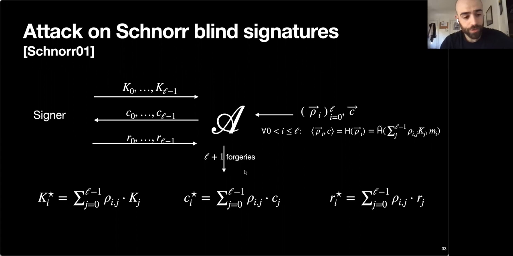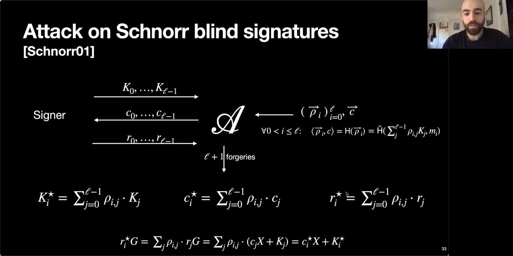Why is this a valid signature? Because if I take the response and write it as I defined it, I end up with the linear combination of the R_j. But the R_j, because the protocol is correct, already satisfied the initial verification equation. So they can be written as I wrote in the previous slide, c_j X plus K_j.